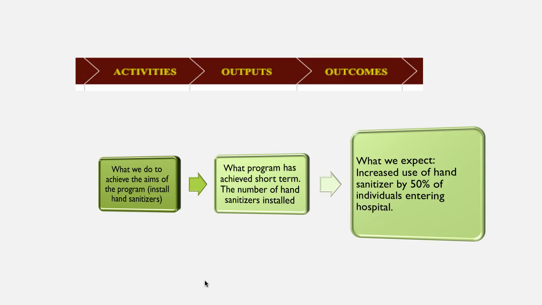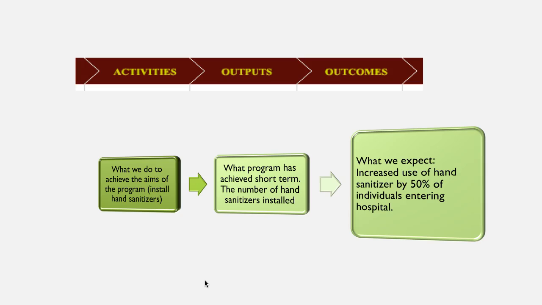Our activities tell people what we do to achieve the aims of our program. Let's say the aim of our program is to reduce the number of germs walking into a hospital. So in order to do this, our activity is going to be installing hand sanitizers.